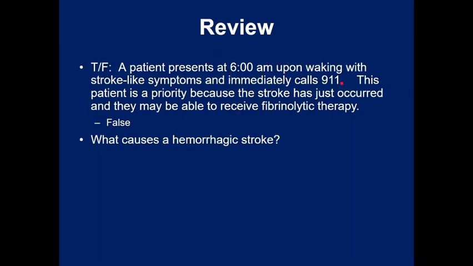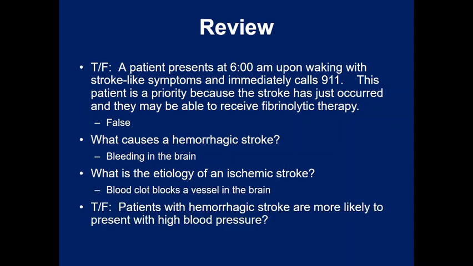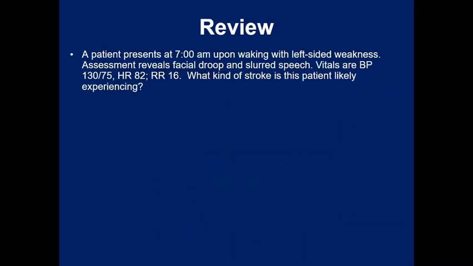So that's unfortunate. What causes a hemorrhagic stroke? A bleed from hypertension. The etiology of ischemic stroke is a clot. True, false: hemorrhagic stroke patients are more likely to present with high blood pressure. That is true. Here's a case. Patient presents at 7 a.m. upon waking with left-sided weakness, facial droop, slurred speech. So this is dysarthria, the slurring, facial droop, left side weakness. Here are the vital signs. What kind of stroke are they likely experiencing? Well, I'm not hypertensive. I'm thinking this is an ischemic stroke.